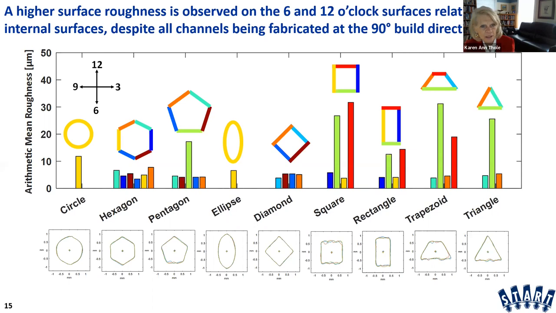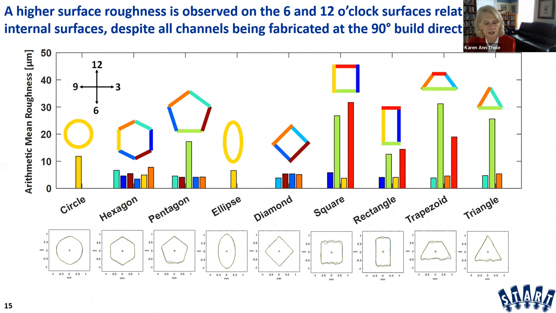Why would the 12 o'clock and the 6 o'clock have higher roughness levels than the other two? This really was a mystery to us, given the fact that all of these channels were built in a vertical configuration. So they weren't built horizontally. If they were built horizontally, one might expect that the 12 o'clock surface would have a lot of roughness. But in fact, all of these channels were built in a vertical way.